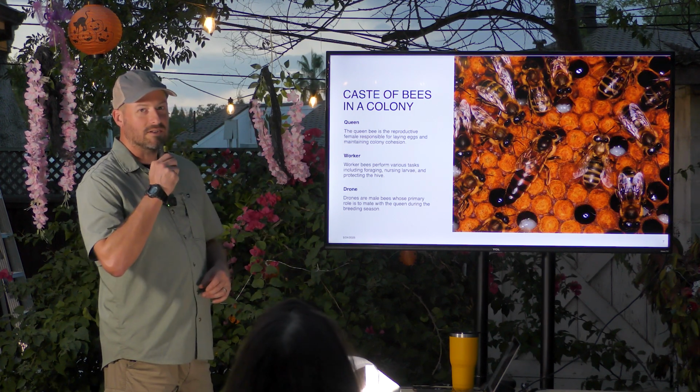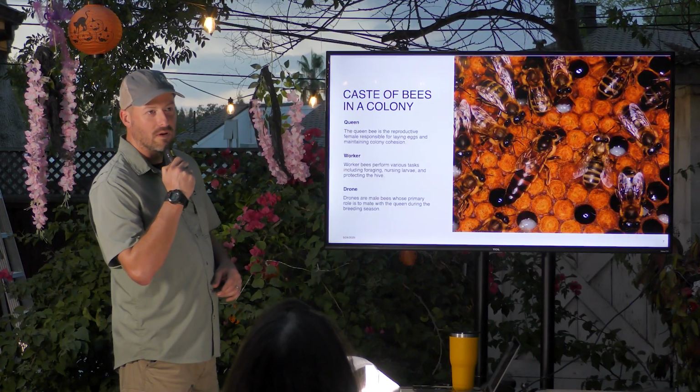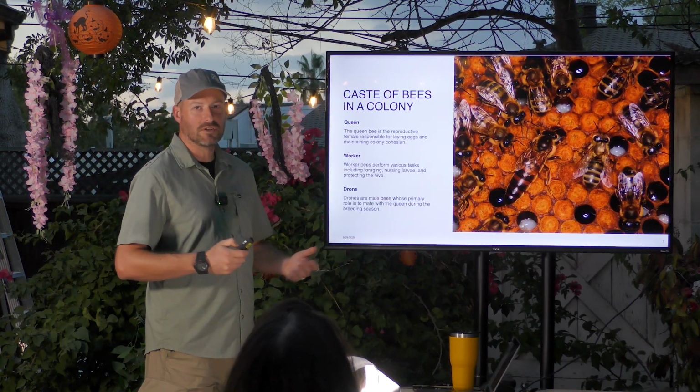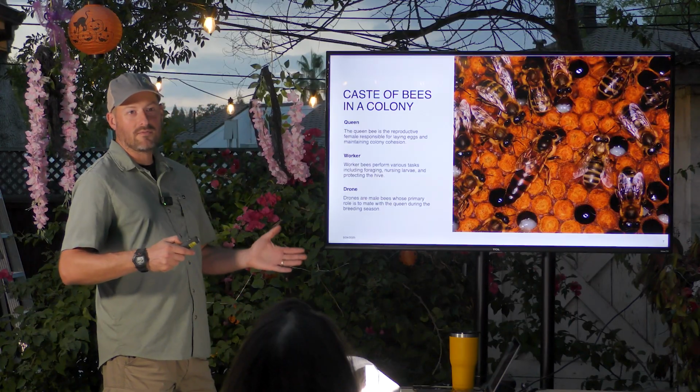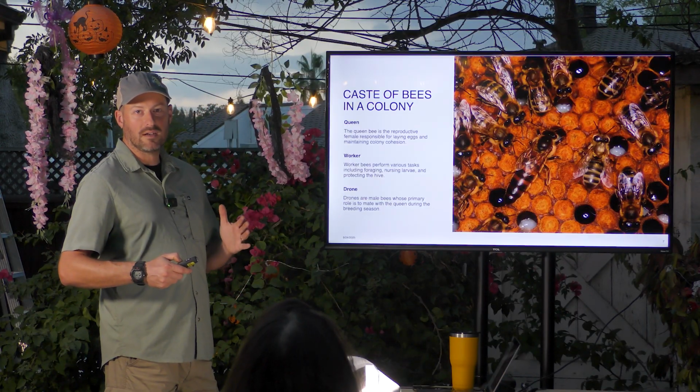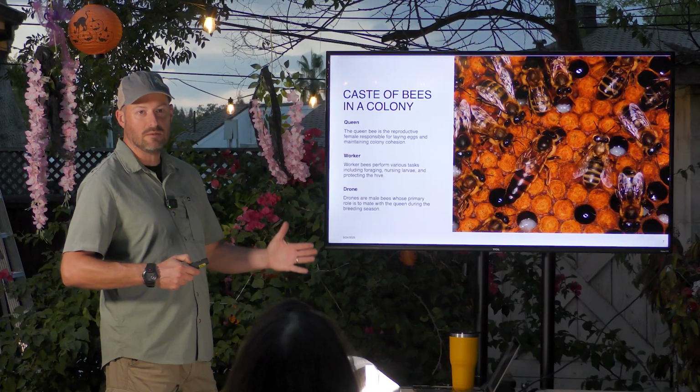And the drones can't forage very well. Their tongues are too short. So they have no contribution to the colony except for genetic input. And because she mates with 25 to 30 drones, her genetic input is very, very wide, a very deep gene pool.